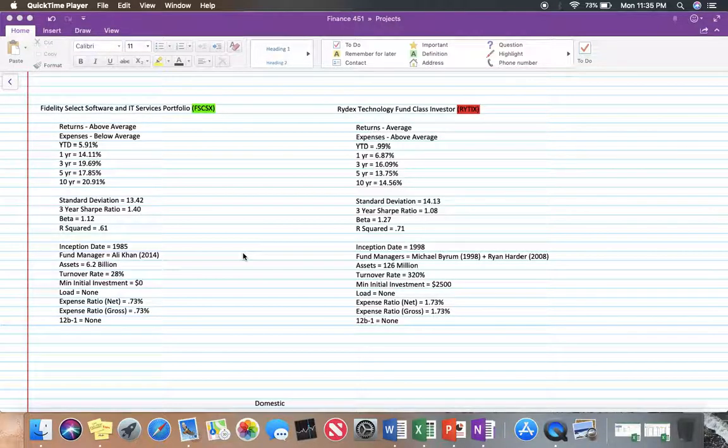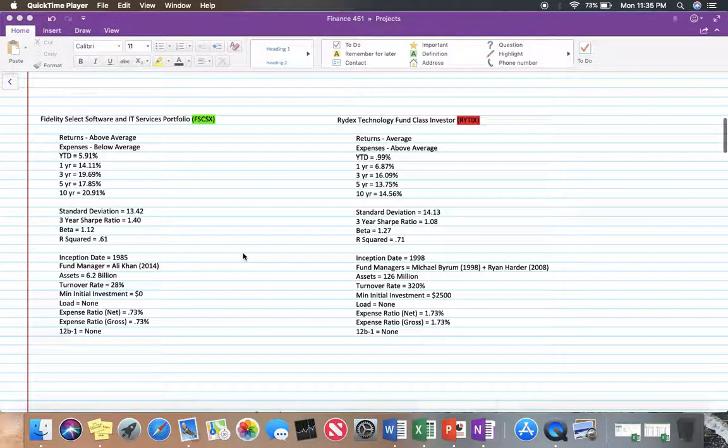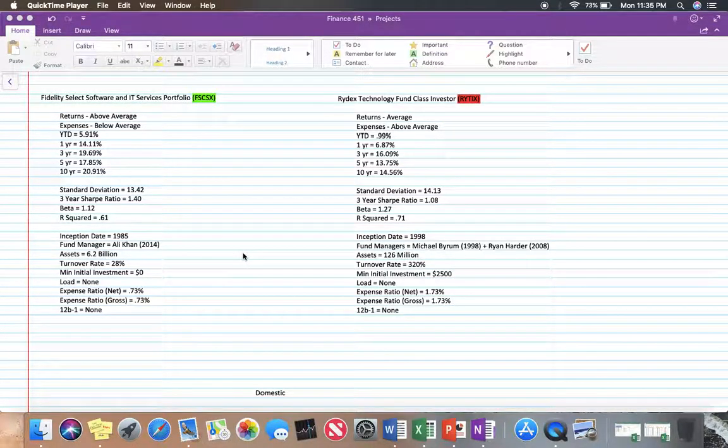Minimal investment is 0 for the Fidelity compared to 2,500 for the Rydex. That's just a barrier to entry, so for future investors, you might want to look at that, where you don't have to have any minimal initial investment for Fidelity, where you do for Rydex. So loads, neither of these funds have loads, front end or back end.